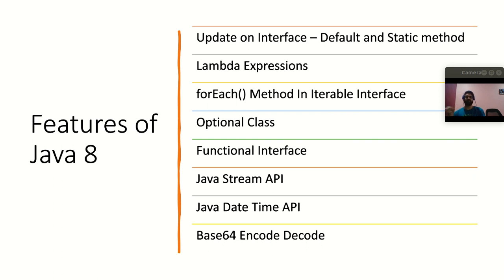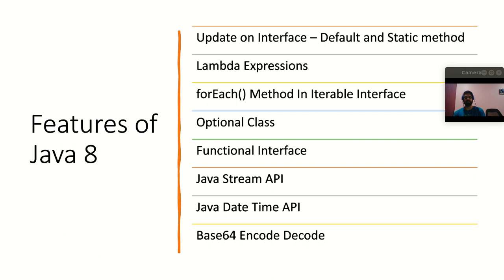The next feature introduced in Java 8 was the Java Date Time API. Earlier, before Java 8, there was no support for time zones. So you had to manually put in the conditions and handle the time zone yourself.